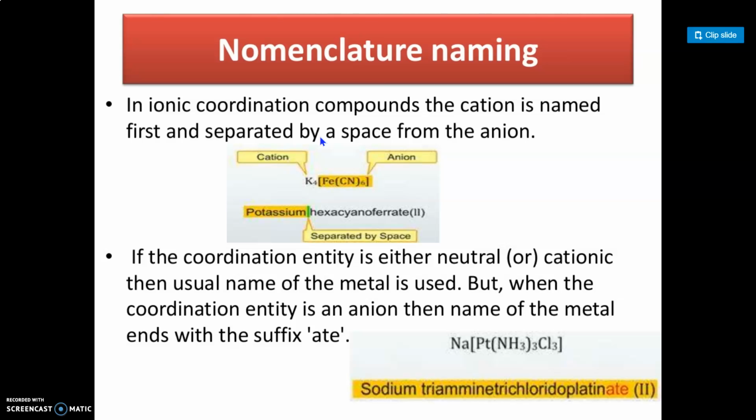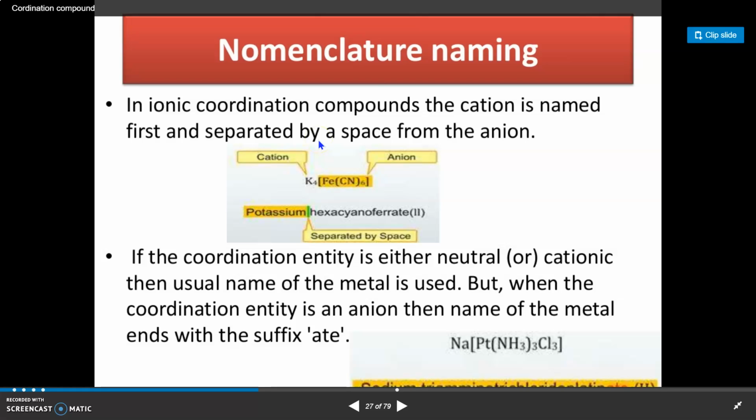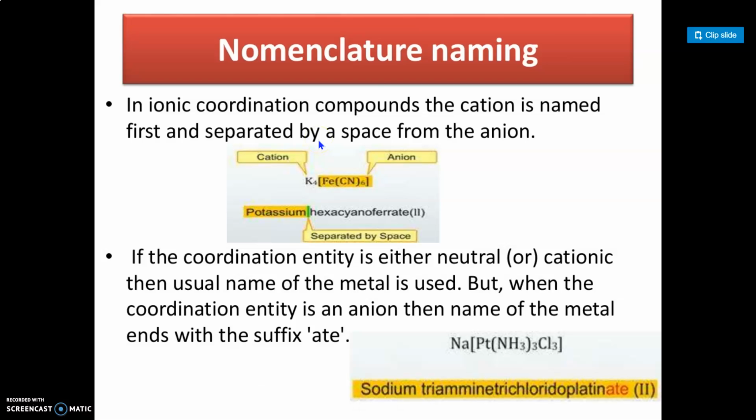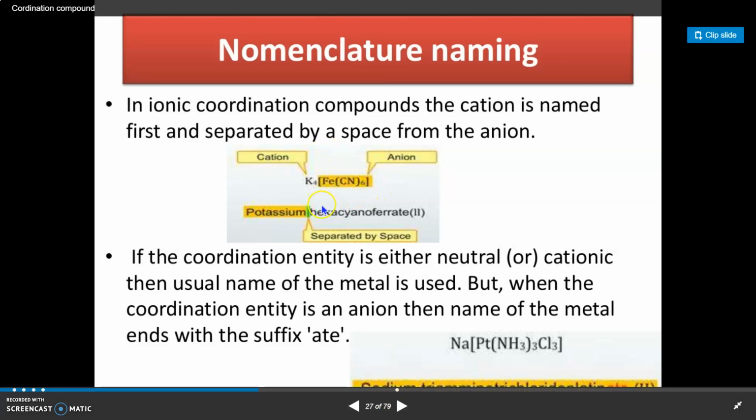The oxidation number of the metal ion is expressed by a Roman numeral in parentheses just after the central metal ion. That is, in sequence, firstly we have to write the name of the ligand, that is hexacyano. After that, we have to name the central metal ion, that is ferrate, and this is the oxidation state of iron, or Fe, written inside the bracket, after the central metal ion.